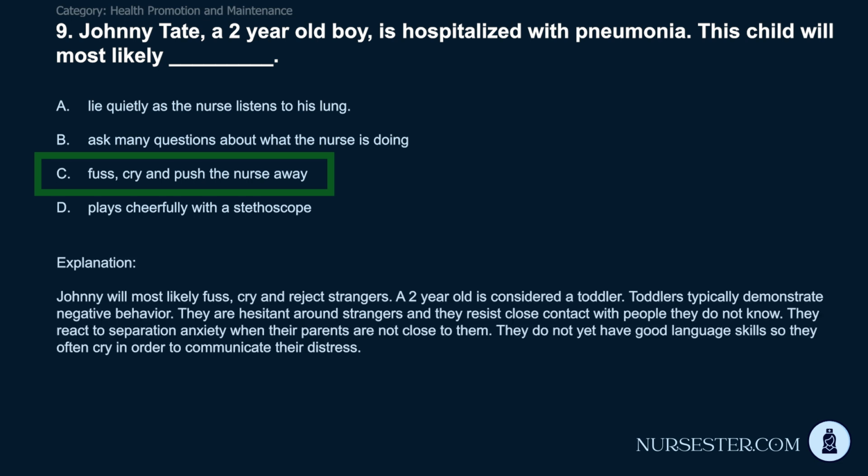Johnny will most likely fuss, cry, and reject strangers. A 2-year-old is considered a toddler. Toddlers typically demonstrate negative behavior. They are hesitant around strangers and they resist close contact with people they do not know. They react to separation anxiety when their parents are not close to them. They do not yet have good language skills, so they often cry in order to communicate their distress.